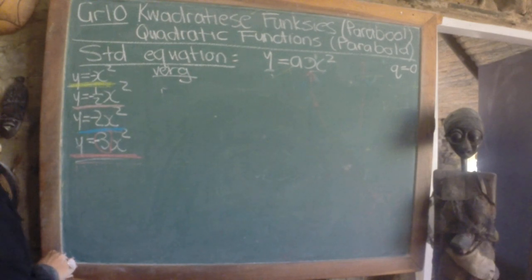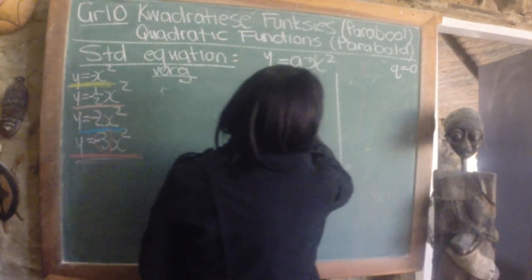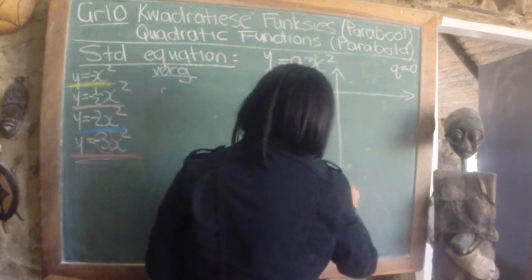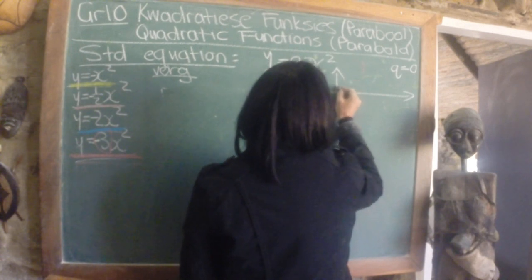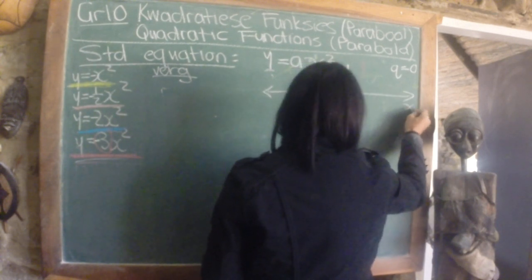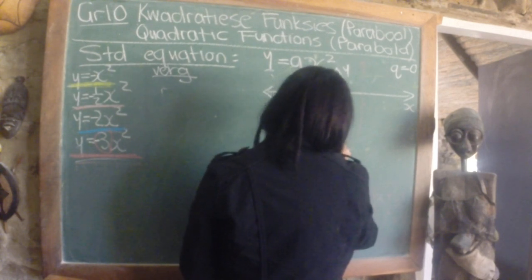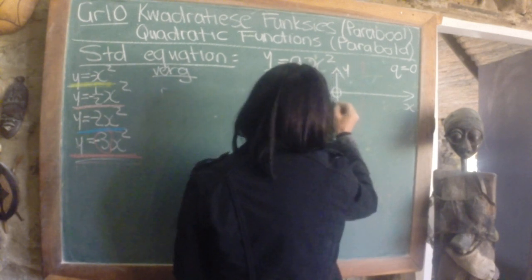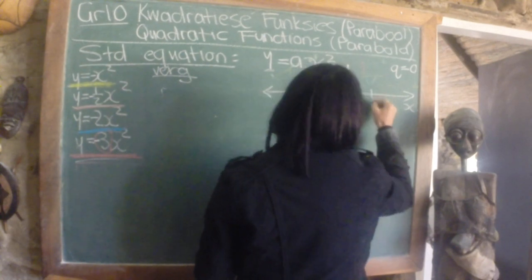Let's start with the yellow one. Y equals minus x squared. Onthou, ons weet dat die minus 'n sad face is. So, as ons nou sommer hierso ons Kartesiese vlak trek, toe ons het vir 0, y as x, ons het vir minus 1, minus 2, minus 3, minus 'n half en ons het vir minus 1 en vir 1.